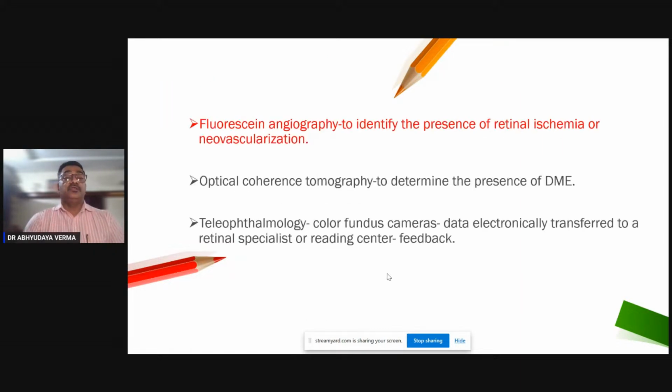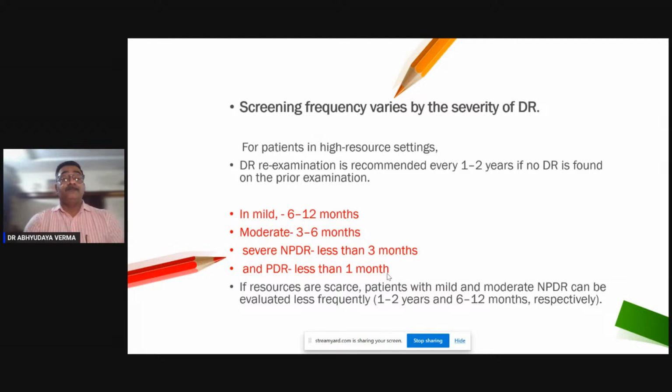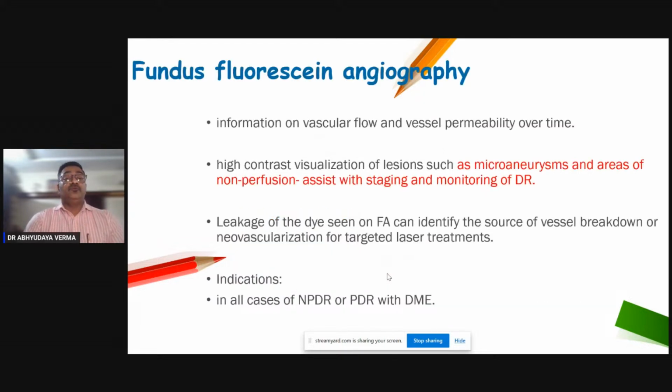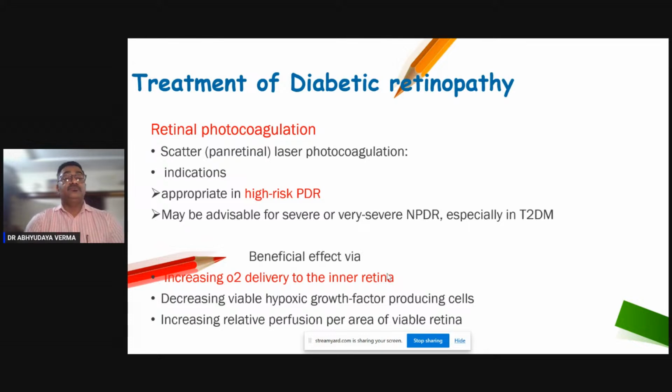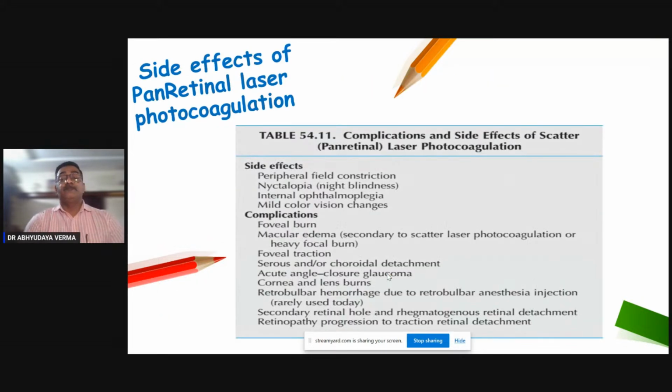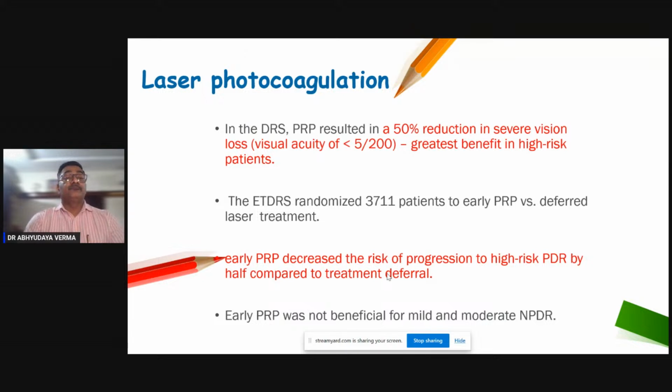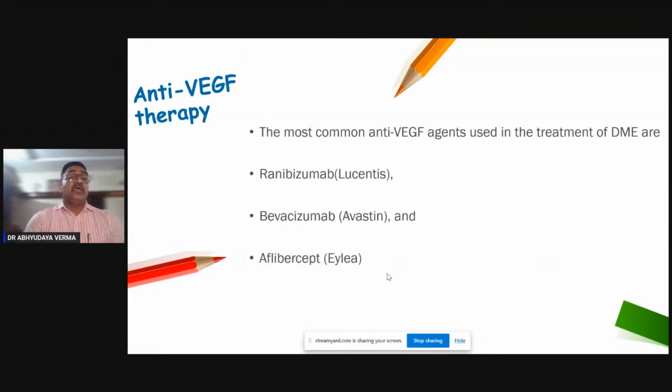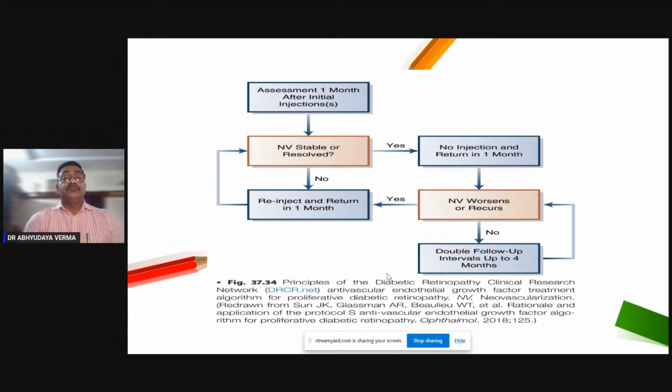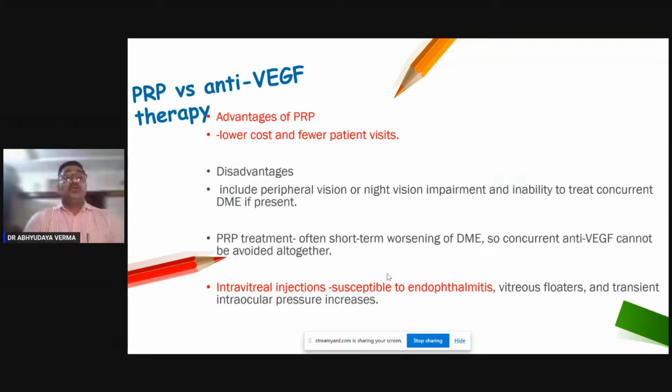Regular retinopathy screening is required. I won't go into detail, but yes, it is required with fundus, fluorescein angiography also sometimes. We have retinal photocoagulation, laser photocoagulation, anti-VEGF therapy. Assessment is done monthly with the anti-VEGF therapy. We have some PRP also. Injectables are lower cost and require fewer patient visits, but they have some disadvantages also.